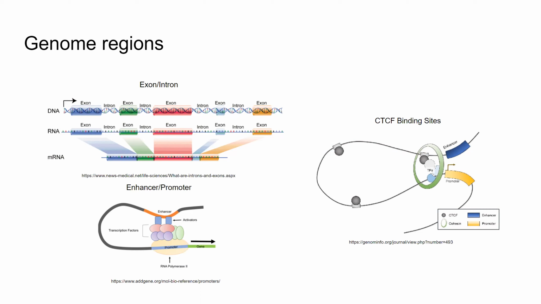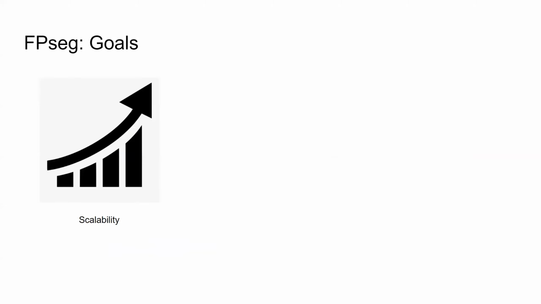Since all these regions have very important functions, being able to identify these regions is a very important task. Luckily, now we have a plethora of epigenetic data. All we need to do is come up with algorithms. So we developed FPseg with several things in mind.